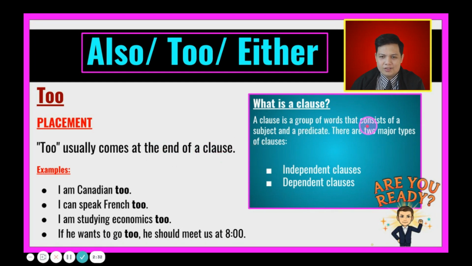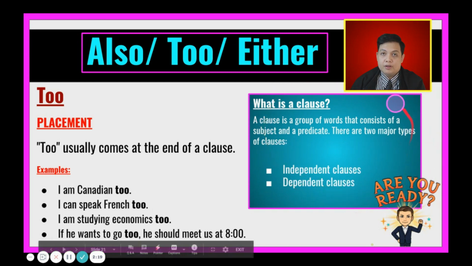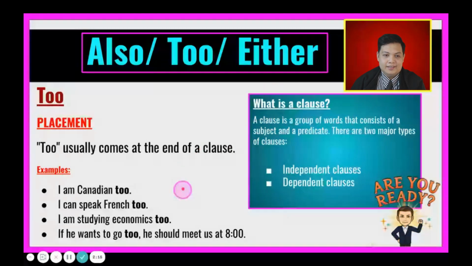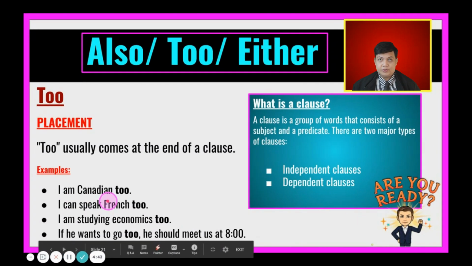So what is a clause? A clause is a group of words that consists of a subject and a predicate. There are two major types of clauses: independent clauses and dependent clauses. We are going to talk more about this in our succeeding lessons. Now let's go back to our slide. Let's take a look at the following examples. I am Canadian too. I can speak French too. I'm studying economics too. If he wants to go too, he should meet us at 8.